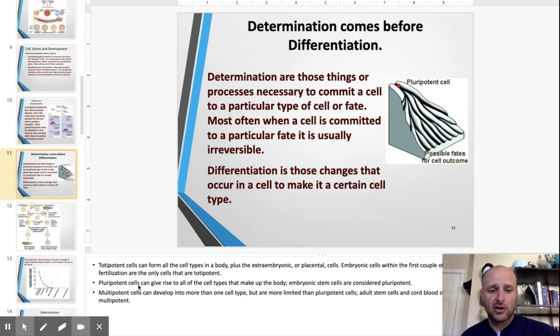Embryonic stem cells are considered pluripotent, but they can't produce any of the extra embryonic stuff like placental cells or anything like that. And then multipotent, these are cells that can turn into other types of cells, but are more limited than the pluripotent. Adult stem cells, ones that you find in your spinal cord, can be considered multipotent.